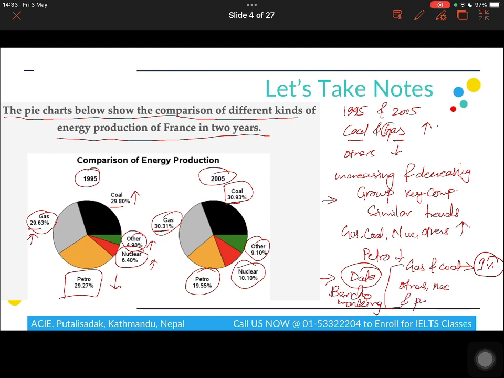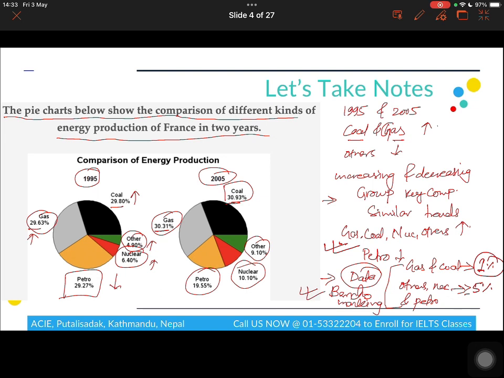whereas for others, nuclear and petro, the change, I'm not talking about increase or decrease, but I'm talking about change, is around more than 5%, right? So on the basis of data also you can group information. Now in this case, this is also a correct way and this is also a correct way. Both of them should be fine for you to group information.